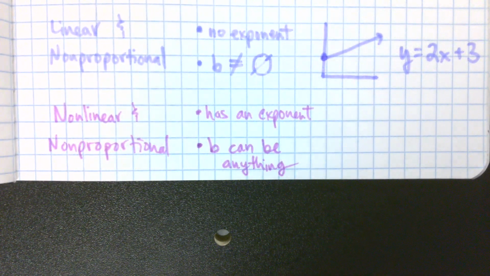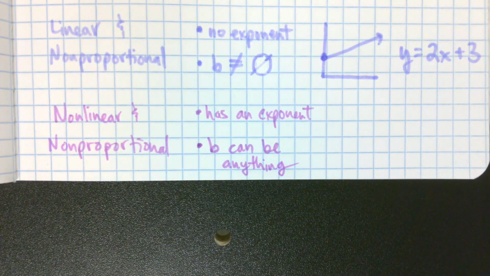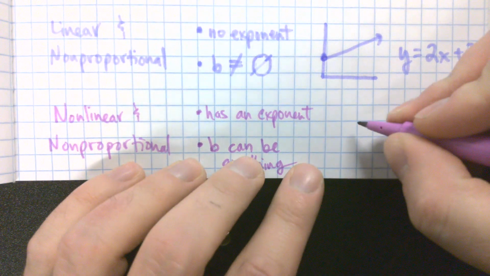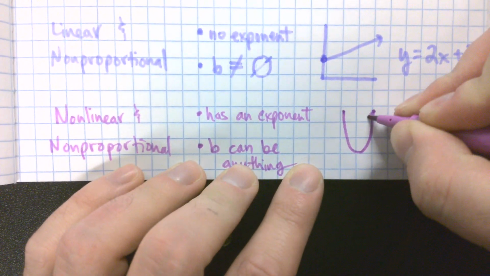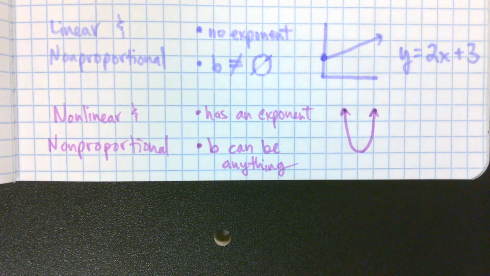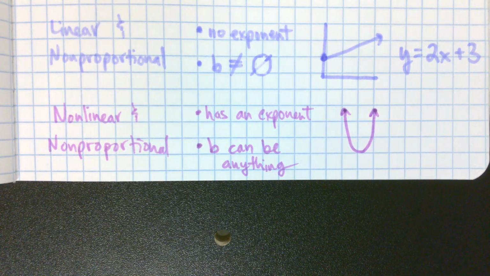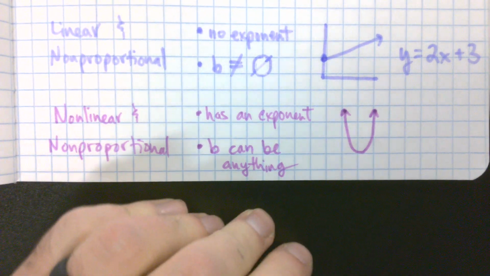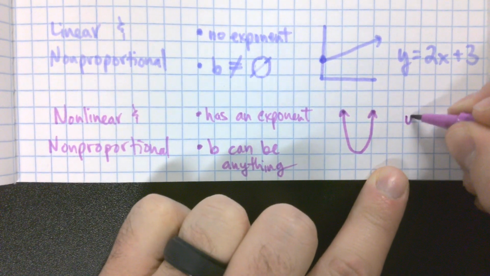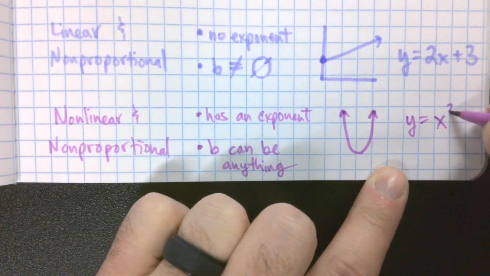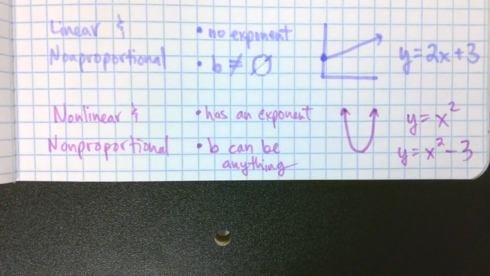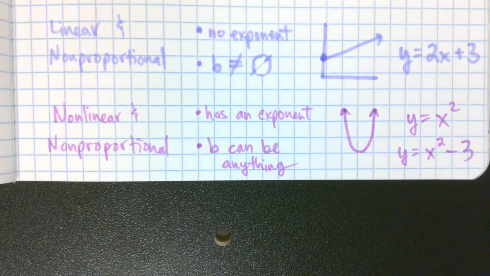This is the important distinction that we need to make. Even if our B value is 0, if it's nonlinear, automatically it's non-proportional. This will look something like that. Right? We call that shape a parabola. U-shaped graph, not a straight line, obviously. And our equation would look something like y is equal to x squared, or y is equal to x squared minus 3.